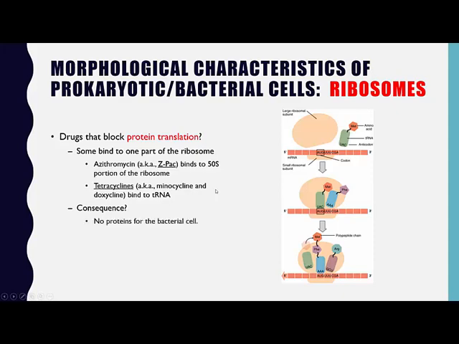Consequences: no proteins for the bacterial cell. By the way, if your patient is taking azithromycin or tetracycline and they're non-compliant, meaning they don't keep the concentrations up, that's a problem because this actually doesn't kill the bacterial cell. These two drugs just stop them from making proteins and slow them down.